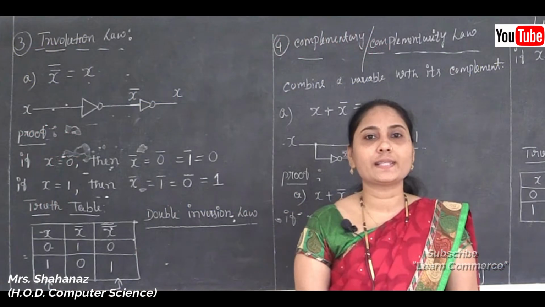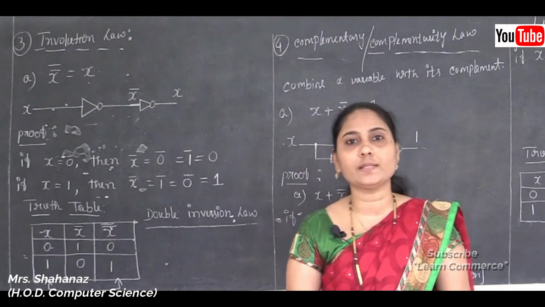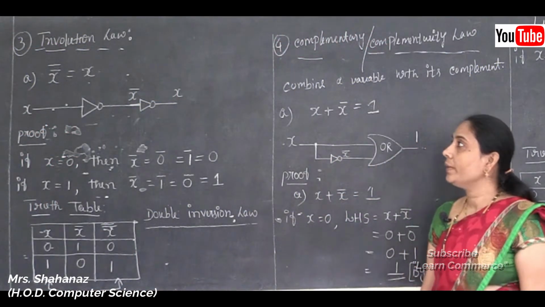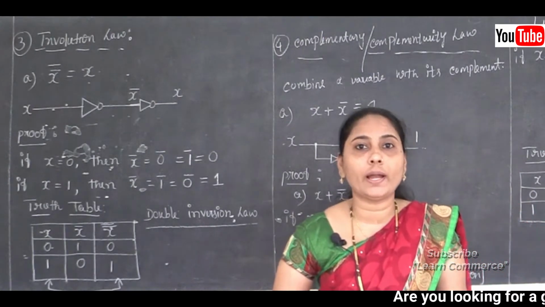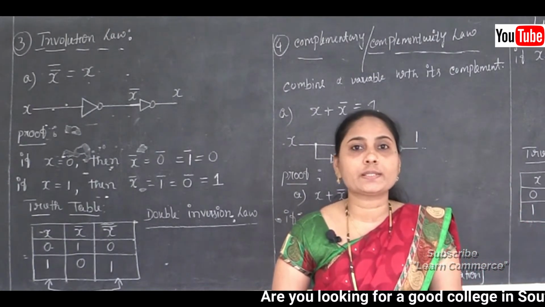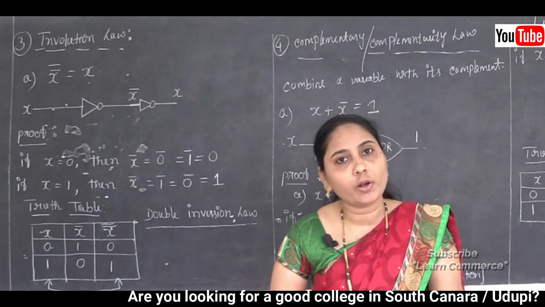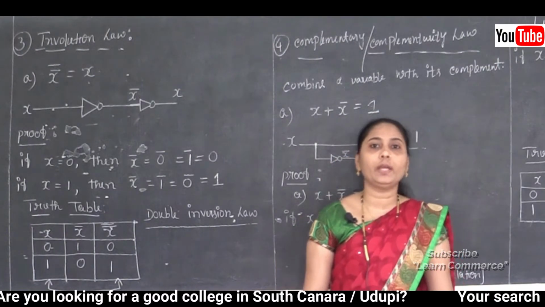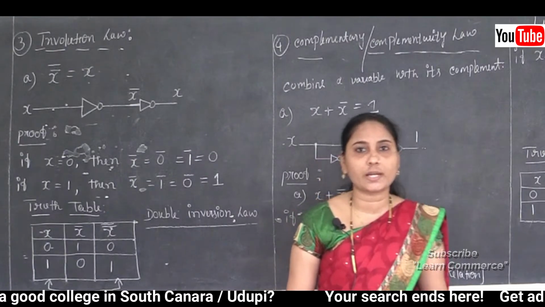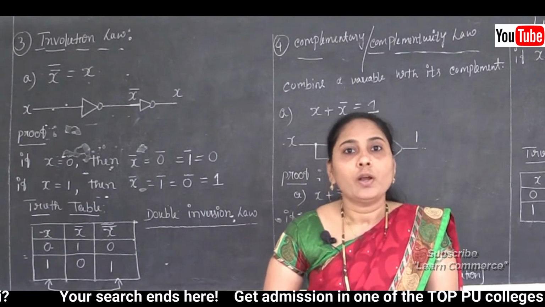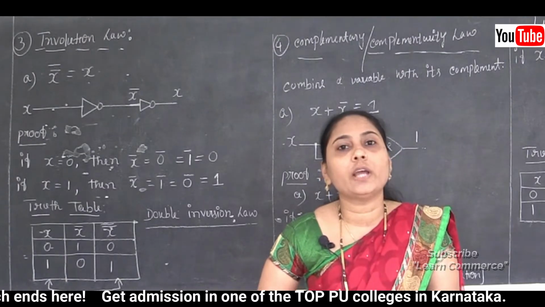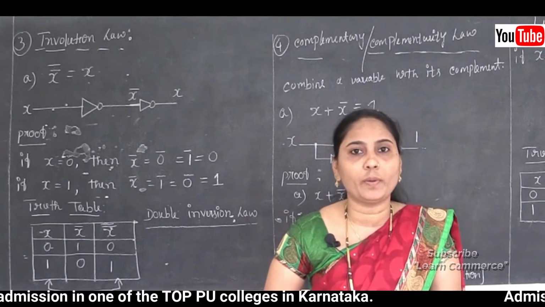Welcome to our second PU Computer Science online class. In the last class, we discussed some important properties of 0 and 1, and also the idempotence law. We know the meaning of the idempotence law. This law states that if we combine a variable using the OR operator, the output will be the same variable.